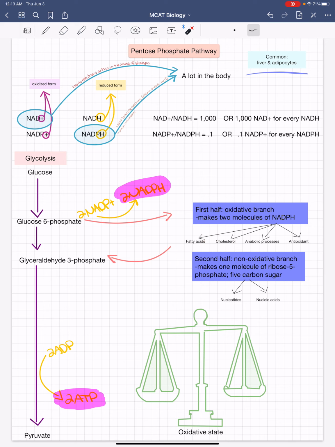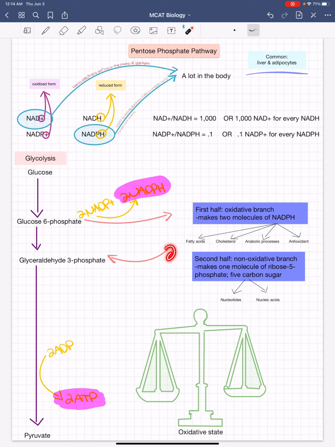NADPH is able to participate in anabolic pathways since it's capable of donating its hydrogen electron and also acts as an antioxidant by detoxifying reactive oxygen species, which are disruptive to the cellular processes that occur inside the body.